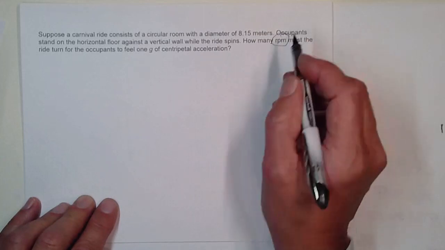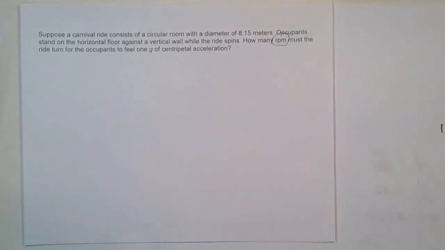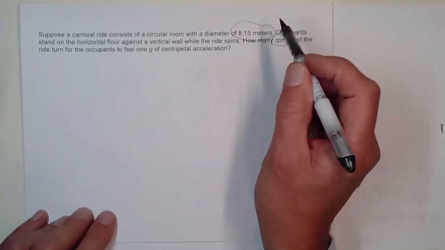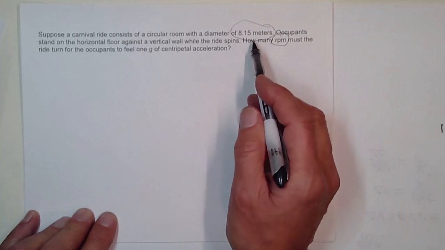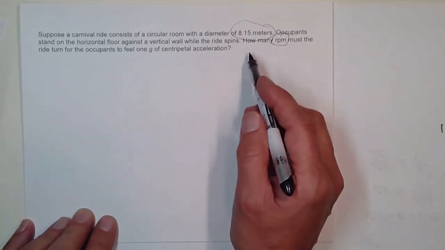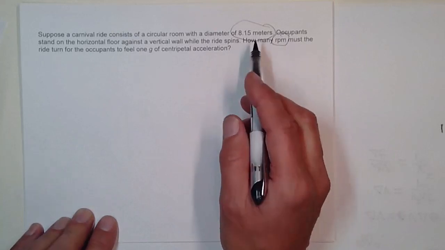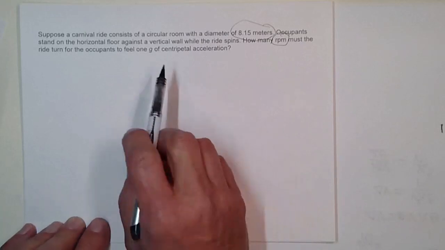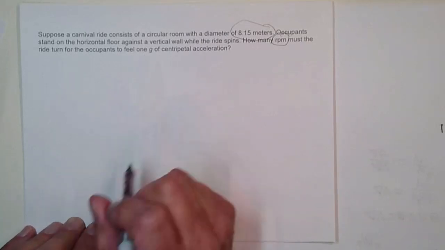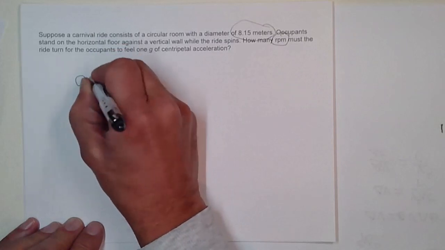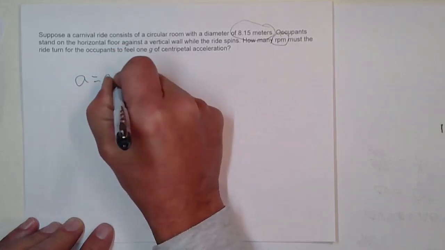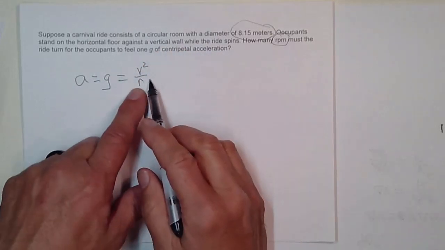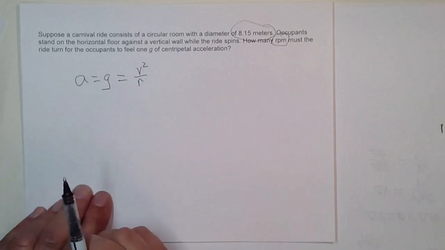Well, that RPM is revolutions per minute. Let's put that off for now and just figure out, if you're traveling in a circle with a diameter of 8.15 meters, then what will your centripetal acceleration be, or how fast does your speed have to be traveling in that circle in order to feel 1 g of centripetal acceleration? So in this case, we know that the acceleration is 1 g, and it'll be some v squared over r. If we can figure out v, then we can start worrying about that revolutions per minute.